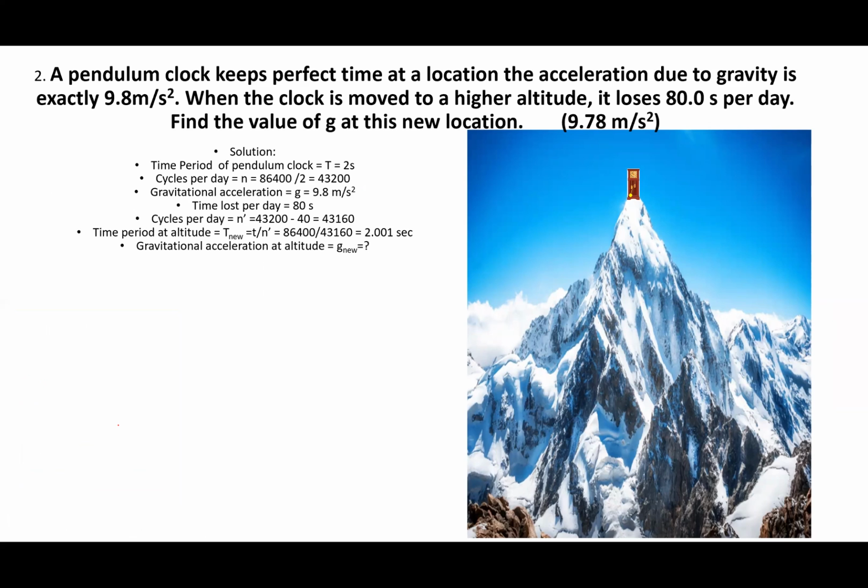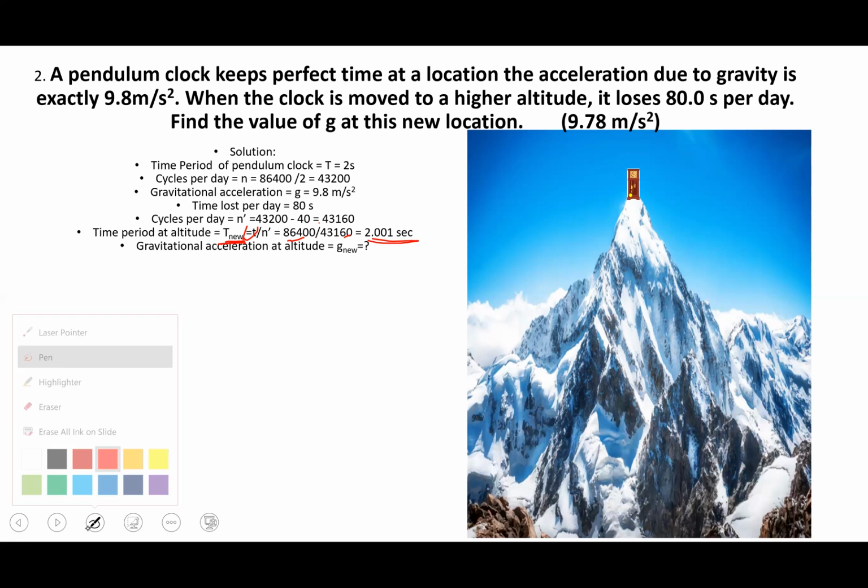Now, what is going to be the time period for this new vibration? We can calculate it by dividing the total time in one day by the number of cycles per day. That means the new time period is now going to be the total time, which is 86400, divided by the cycles per day, which is 43160. So our new time is going to be 2.001 seconds. So as we can see, the time period has increased.